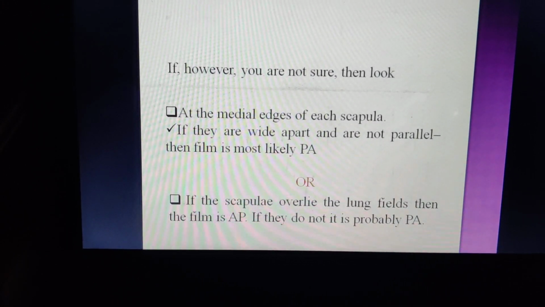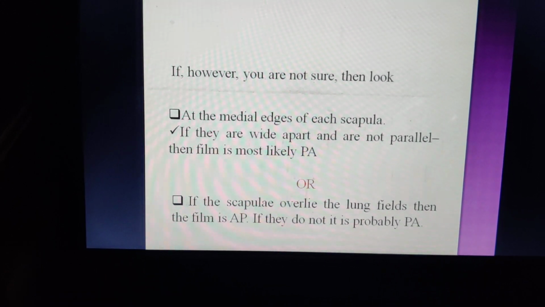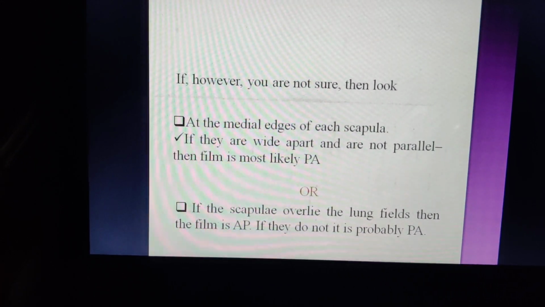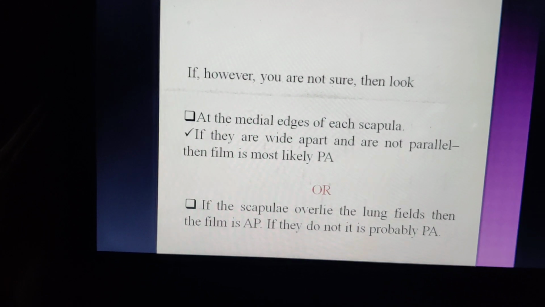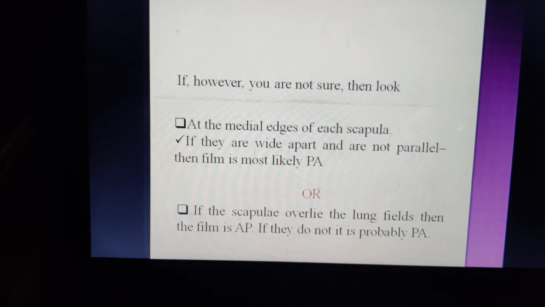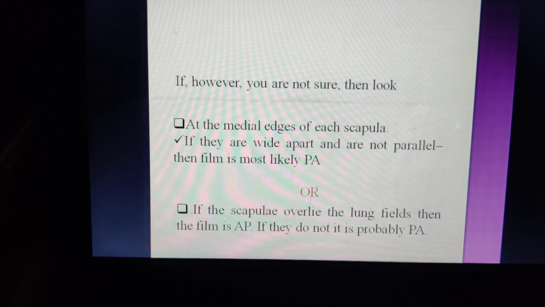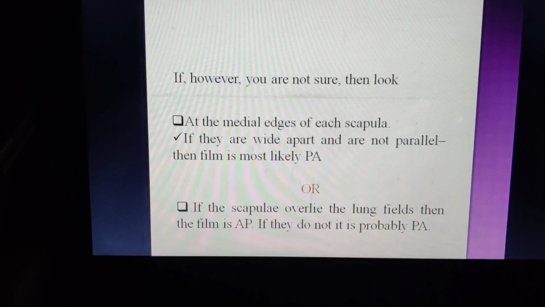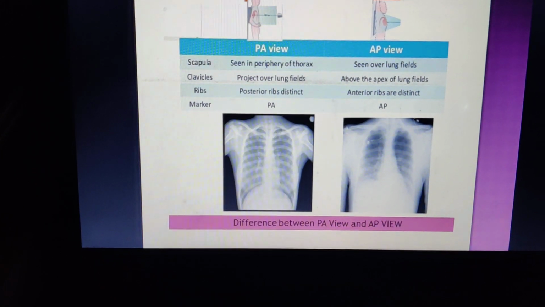If they are wide apart and not parallel, the film is most likely a PA view. Second, if the scapulae overlie the lung field, then the film is an AP view. If they do not, it is probably a PA view. Because in the PA view, we ask the patient to bend the elbows horizontally, so there will be lesser exposure of the scapula and more exposure of the lungs in the formation of the X-ray film. In this way, we can differentiate PA and AP views.